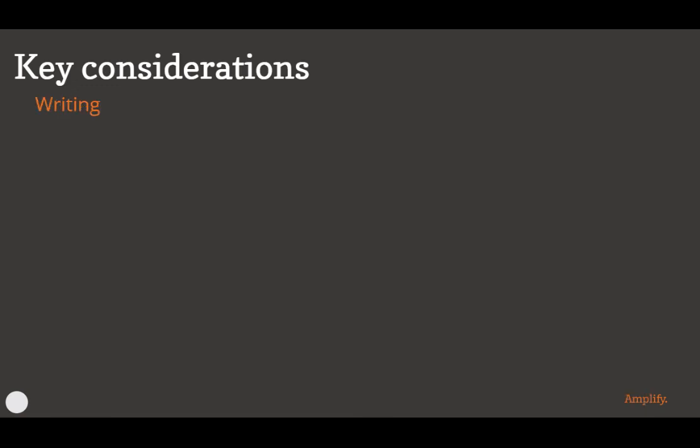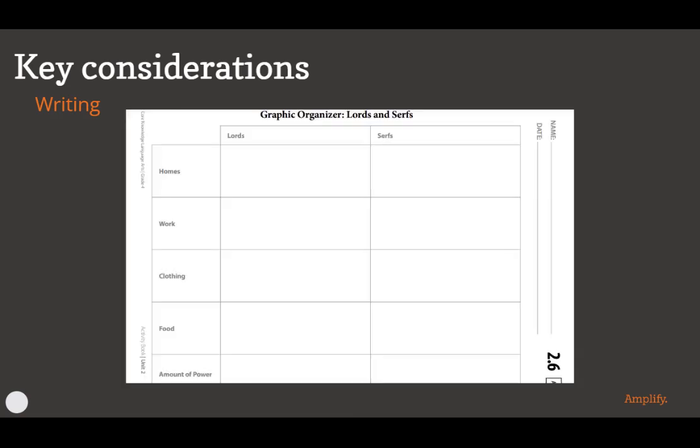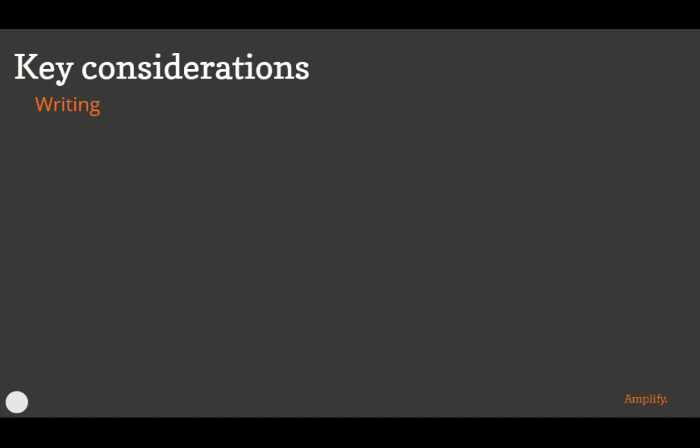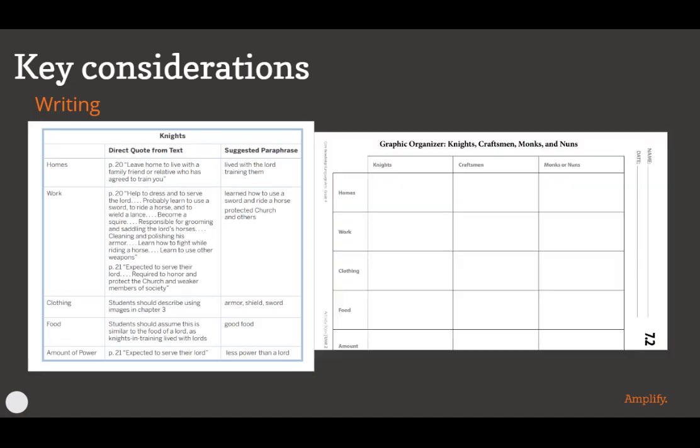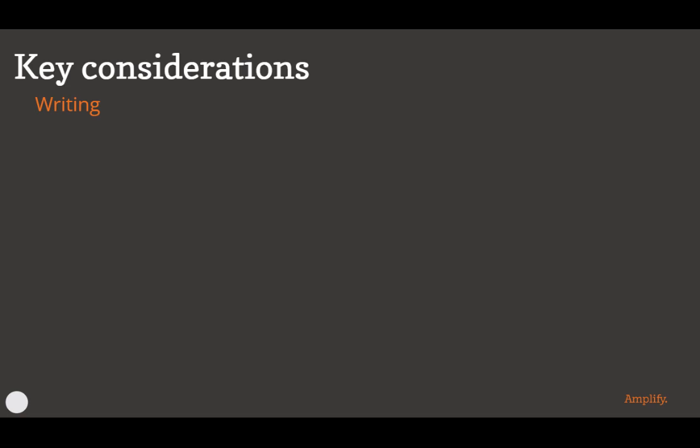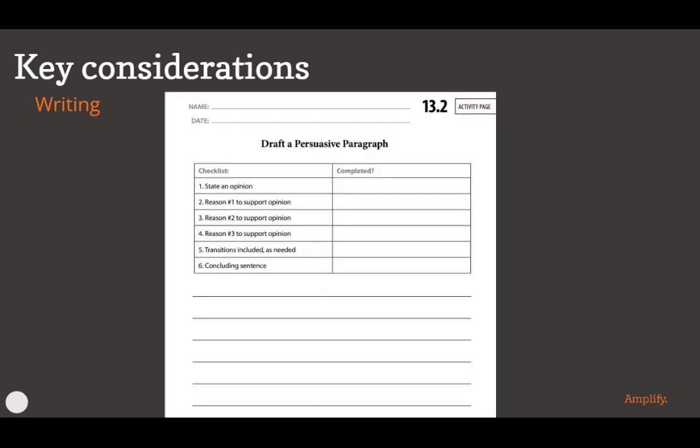The writing lessons in this unit will review the stages of the writing process and engage students in an extended writing project. In this unit, students will use a graphic organizer to take notes on information presented in the reader, like you see here on activity page 2.6 from Lesson 2. Students will also paraphrase information from a text, as seen here from Lesson 7, assess the information to form an opinion, and draft a persuasive paragraph in Lesson 13.